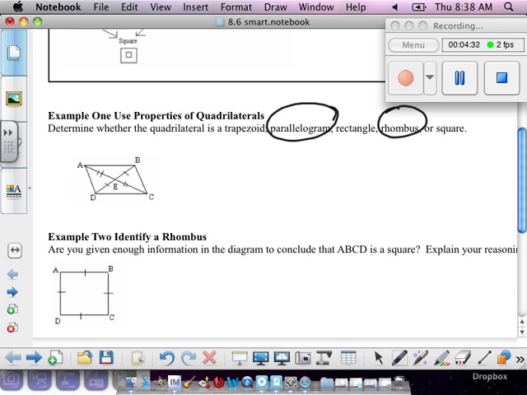Let's see, I'm looking over here. Oh, theorem 8.10: if the diagonals of a quadrilateral, so it's 4 sides, so we know it's a quadrilateral, bisect each other, then the quadrilateral is a parallelogram. So we know it is a parallelogram. Okay, and Dana wants it to also be a rhombus.